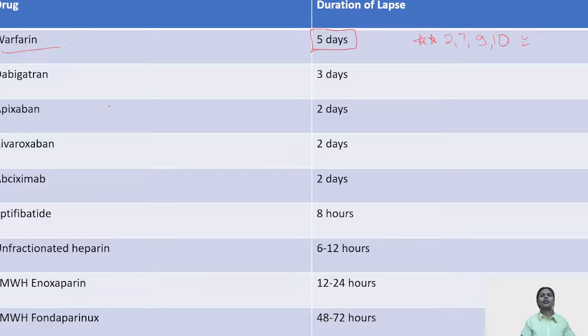Perfect. Then dealing with certain newer anticoagulant drugs, one of the most important is apixaban, that has to be stopped around 48 hours prior to surgery. Rivaroxaban, it has to be stopped again 48 hours before the surgery. Abciximab has to be stopped around 2 days prior to surgery. And a very recently introduced drug is eptifibatide. This eptifibatide drug is important because the half-life of this drug is very short, and thus it can be continued until at least 8 hours prior to surgery also.